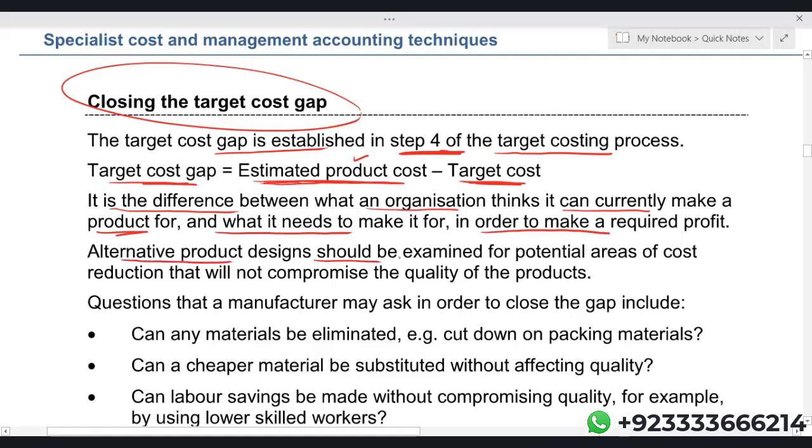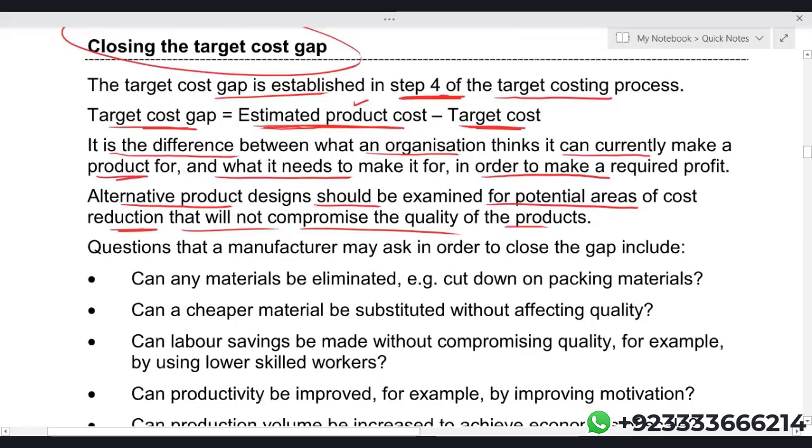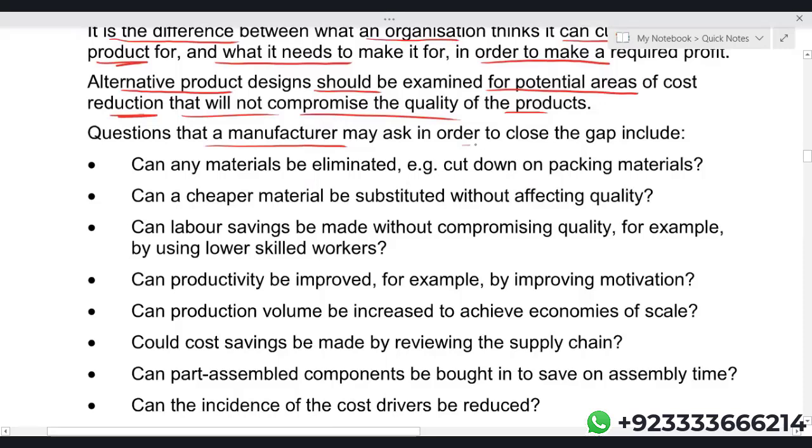Alternative product designs should be examined for potential areas of cost reduction that will not compromise the quality of the products. Questions that manufacturing may ask in order to close the gap include: can any materials be eliminated? For example, cut down on packing materials, but obviously without compromising on quality. If you're spending so much money on packing material that does not give any value to the customer, you can reduce it. At the same time, it should be appealing, but at a lower cost.